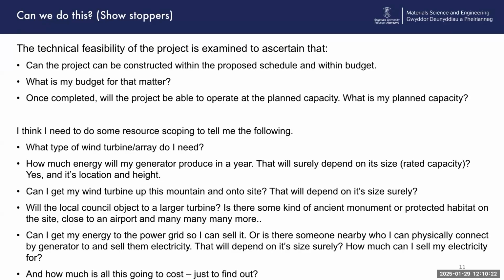So the question then remains, we know who we are now. We're part of a company or organization, and we need to ask ourselves a few more questions, don't we? So technical feasibility. How do we examine the technical feasibility? Can we construct this project within a proposed schedule and budget? Well, actually, what is our schedule and budget?